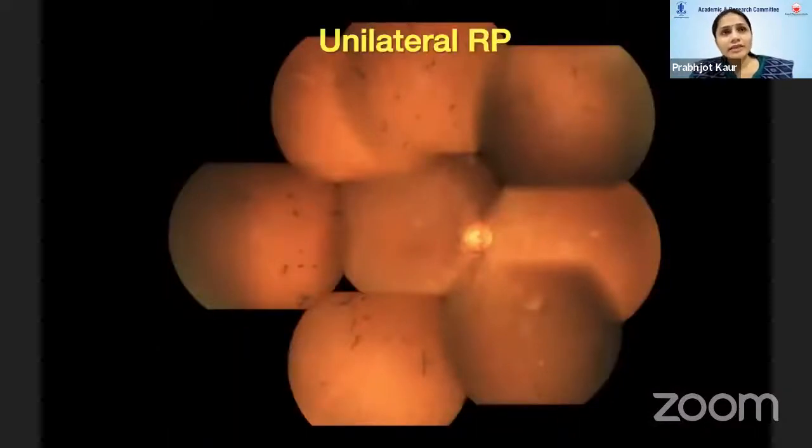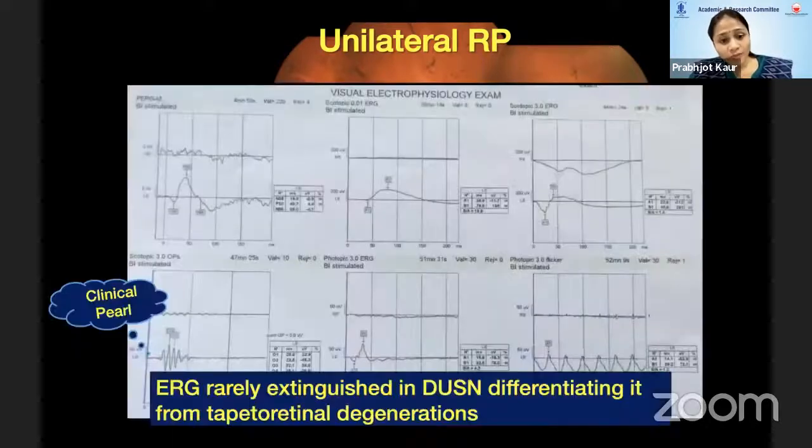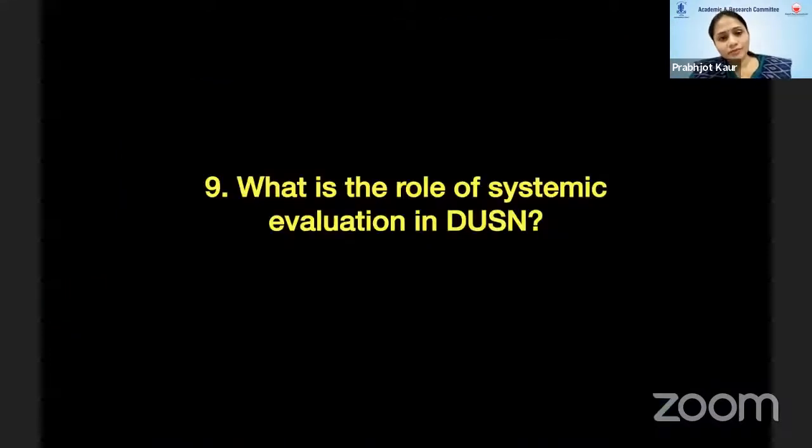One clinical entity which resembles or mimics the late stage of DUSN is unilateral RP. In unilateral RP, we know that we see attenuated vessels, disc pallor, bony spicules. But ERG is rarely extinguished in DUSN, differentiating it from tapetoretinal degenerations. In DUSN, you will get a subnormal ERG, but rarely is it completely extinguished.